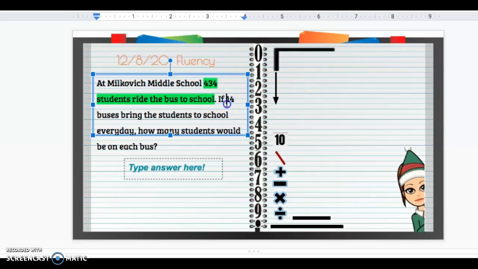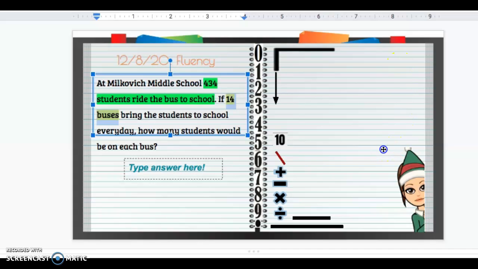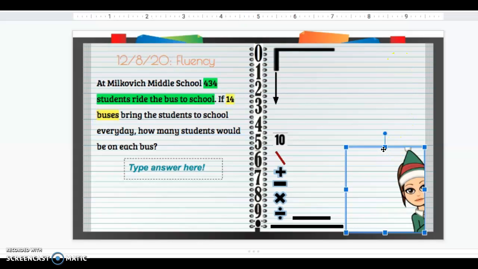They want to know if you have 14 buses that bring these kids to school every day, how many students are on each bus. So you have this total amount of students that you're trying to figure out how many are in different groups. And they're specifying that you have 14 groups. So you're going to be dividing here. So we're going to divide.